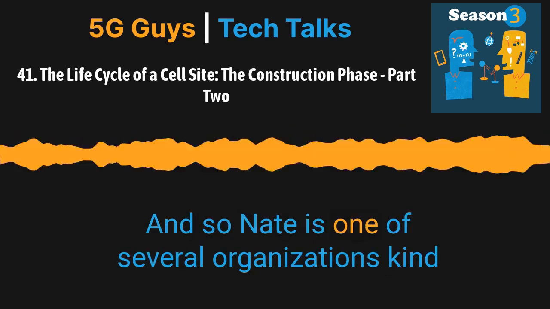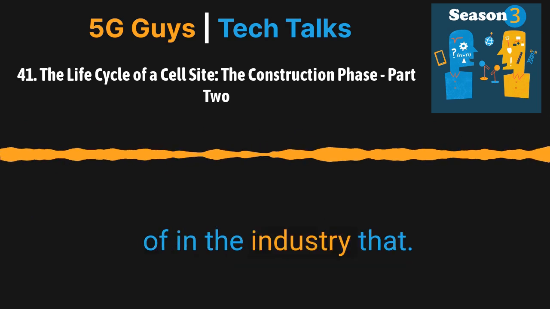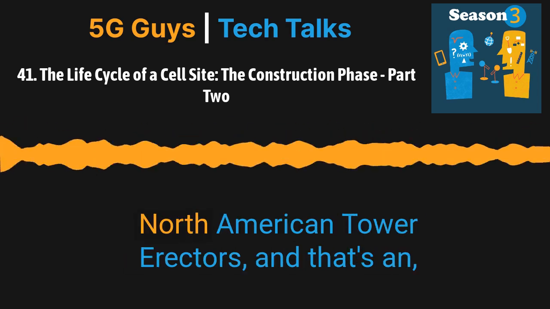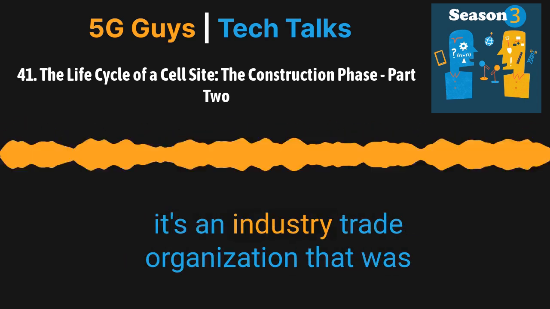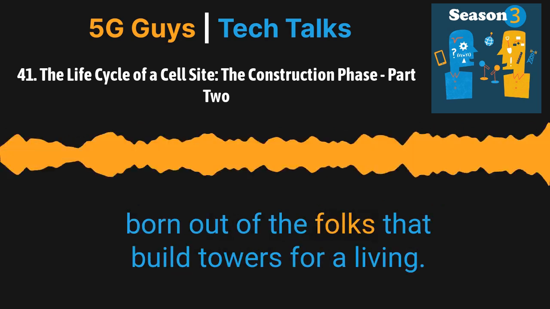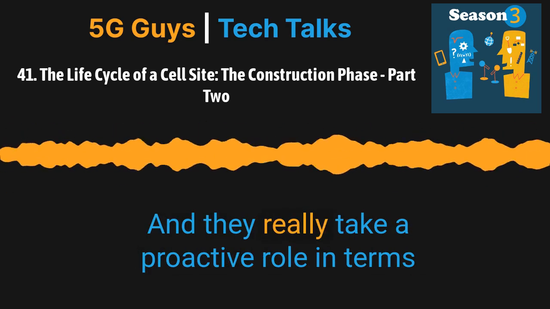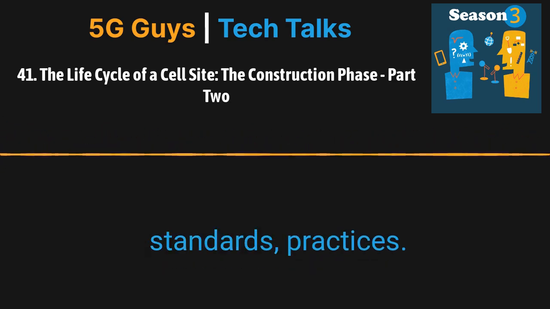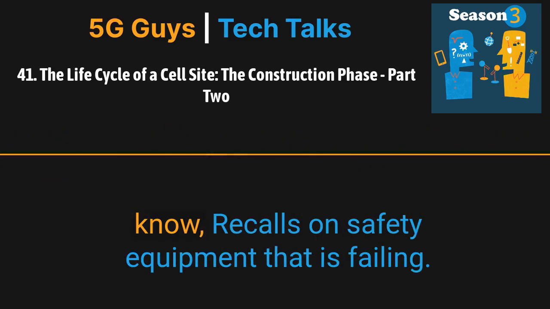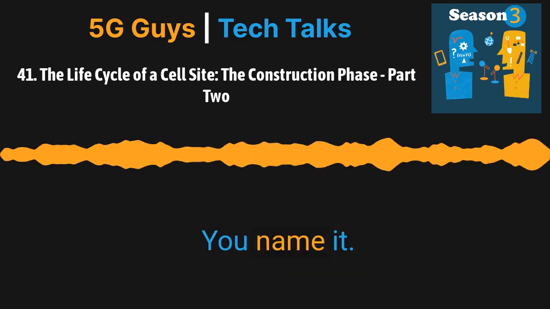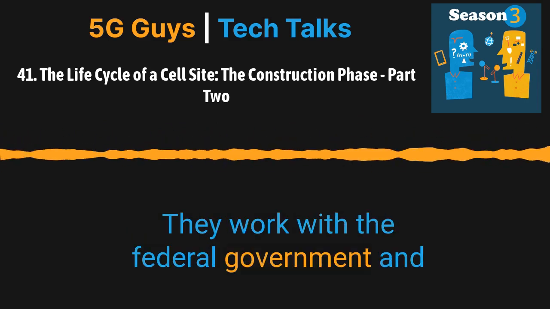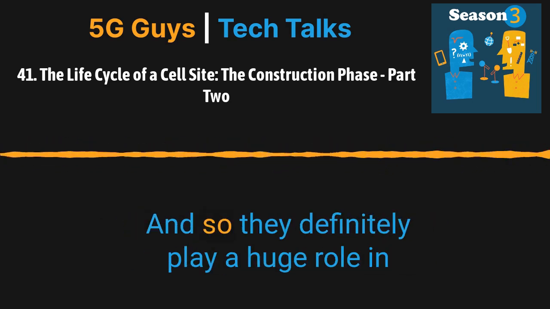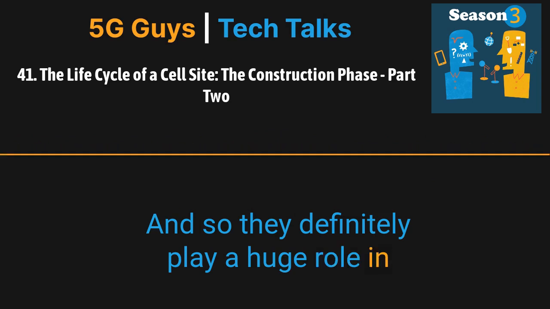NATE is one of several organizations in the industry with a focus on safety. The acronym used to stand for North American Tower Erectors, and it's an industry trade organization born out of the folks that build towers for a living. They take a proactive role in setting certification standards, testing standards, and practices. They send out alerts when there are recalls on safety equipment that is failing. You name it, they play a very active role. They work with the federal government and with federal agencies that also have a responsibility to keep workers safe. So they definitely play a huge role in the wireless industry.